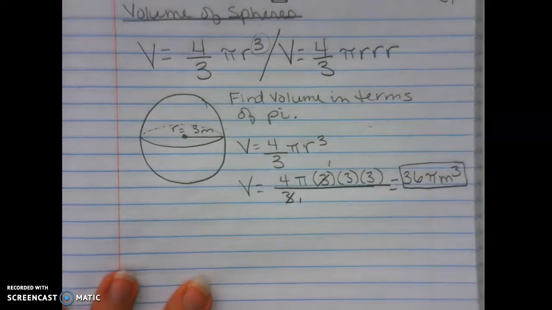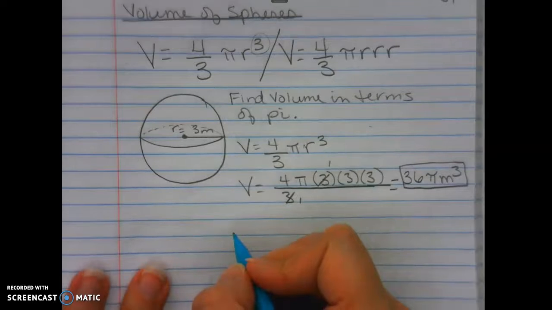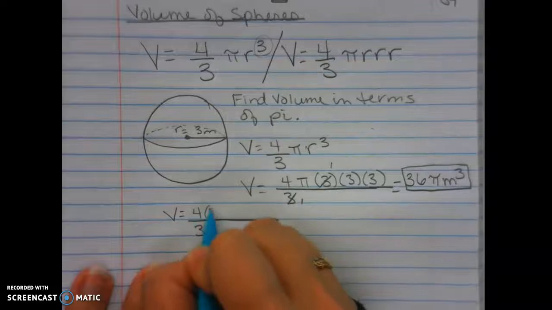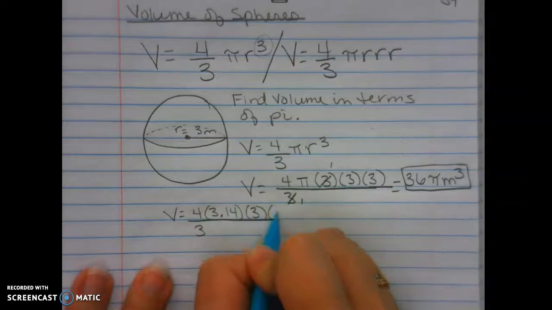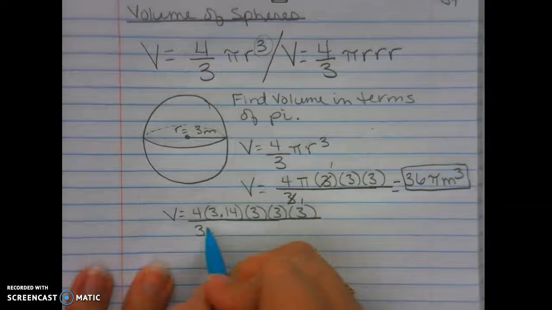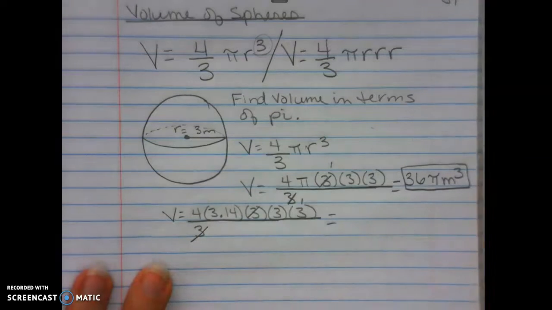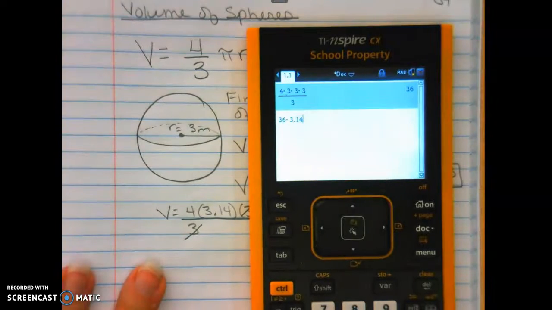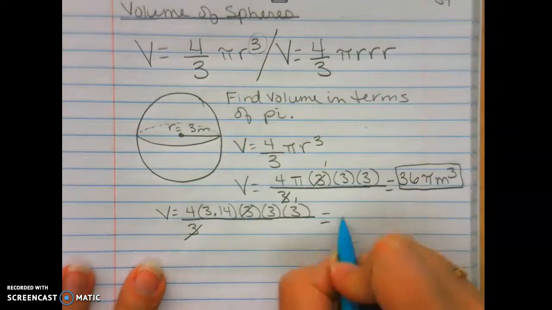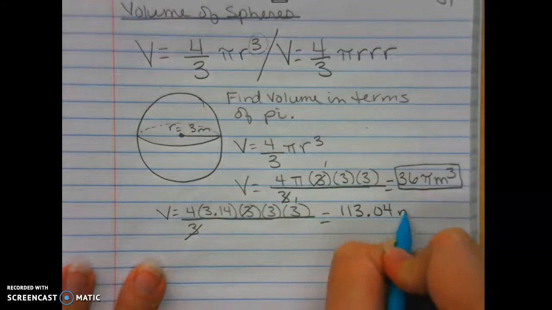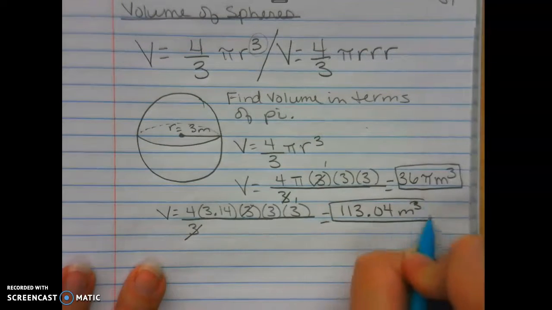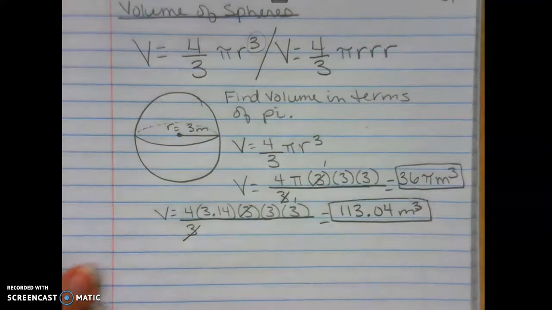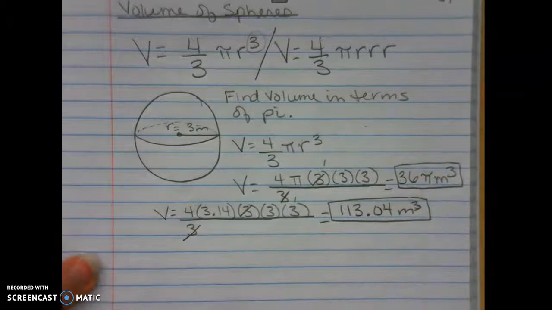Now, if we did not want to do this in terms of pi, then we would do the same thing, but instead of pi, we would say 3.14 times 3 times 3 times 3. Again, that would simplify. We already know this is 36, so in our calculator, we could just say 36 times 3.14, 113.04 meters cubed. So depending on what format they're asking you for your answer, you can give it either in terms of pi or otherwise.